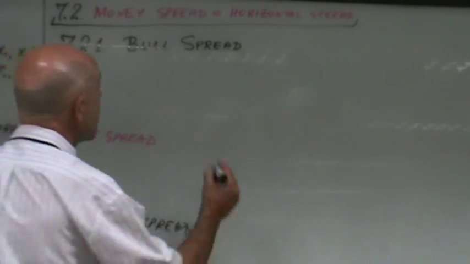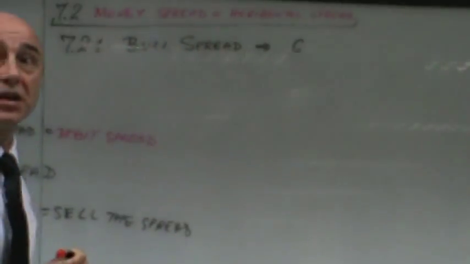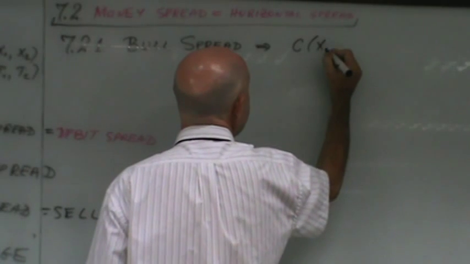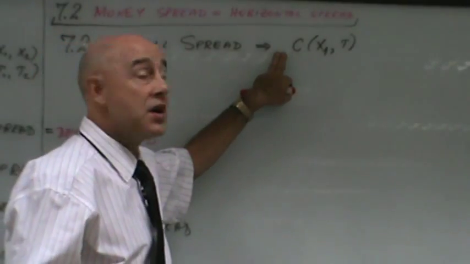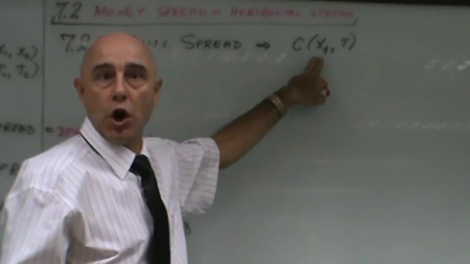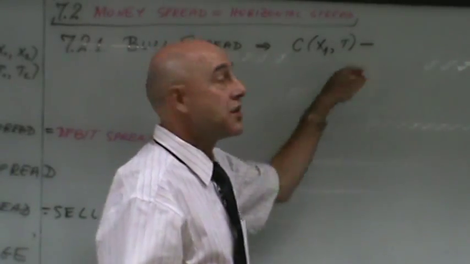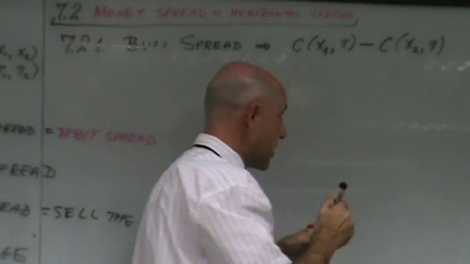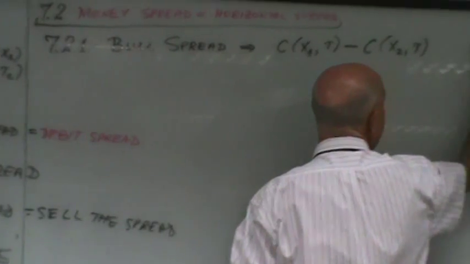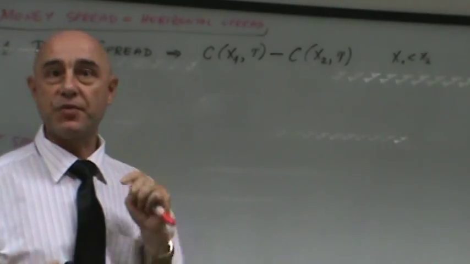So, a bull spread will be long a call with the lower strike, X1, minus, which means short, a call with the higher strike. We say that X1 is less than X2. That will be a bull spread, okay?